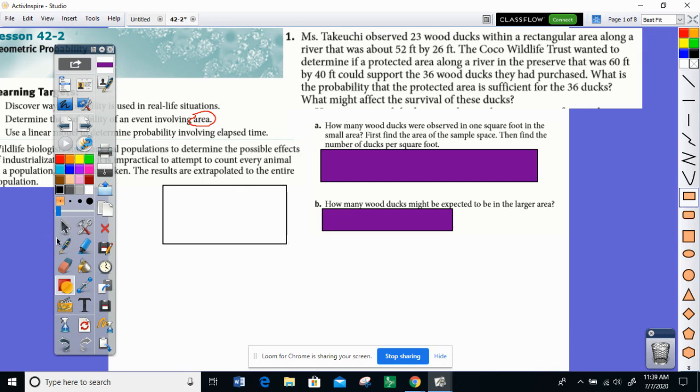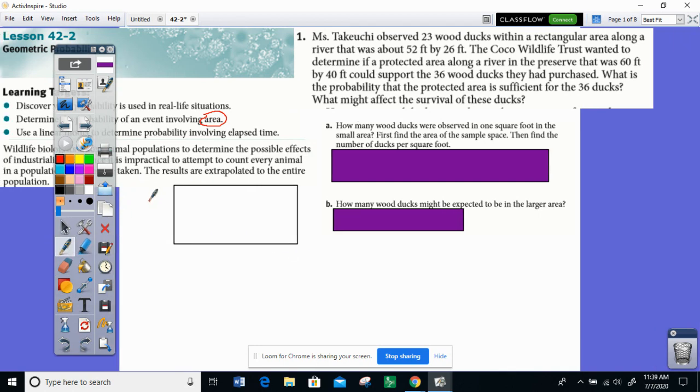The Cocoa Wildlife Trust wanted to determine if a protected area along a river in the preserve that was 60 feet by 40 feet could support the 36 wood ducks they had purchased. What is the probability that the protected area is sufficient for the 36 ducks? What might affect the survival of these ducks?